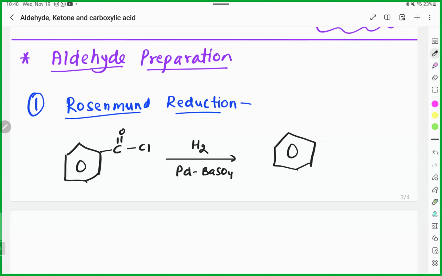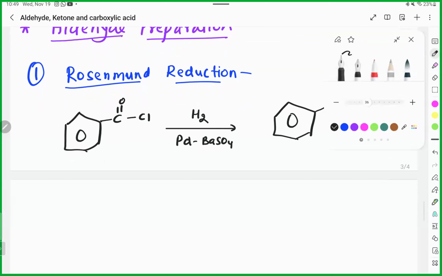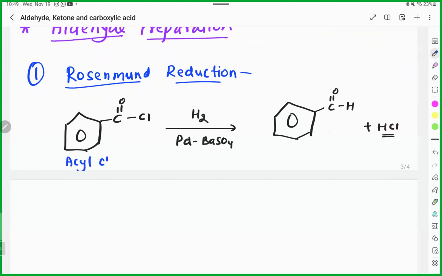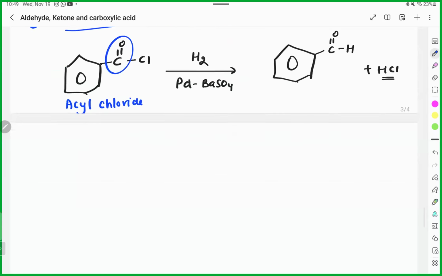So, what will be the product, Samarth? HCl will come out. Out of these two hydrogens, one will bring chlorine out and the other hydrogen will be added. Yes or no? Yes, sir. As positive will take away the chlorine as negative, and then aldehyde will be remaining. And this reagent name is acyl chloride as well, because acid chloride you already know. Acyl is this: C double bond O is known as acyl.